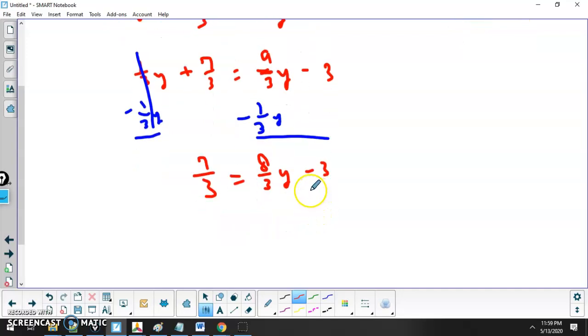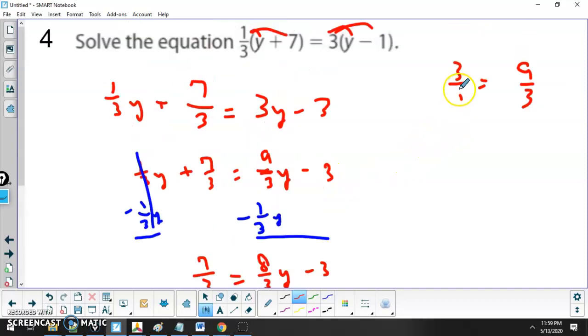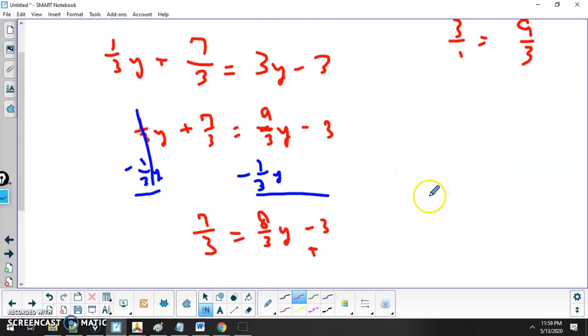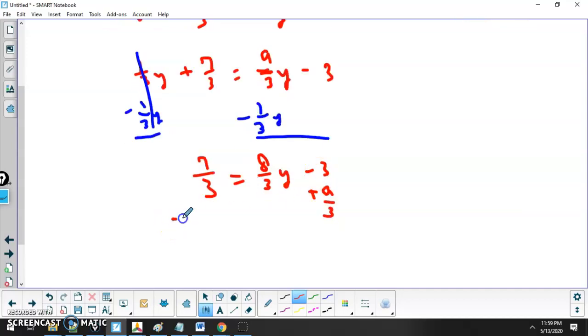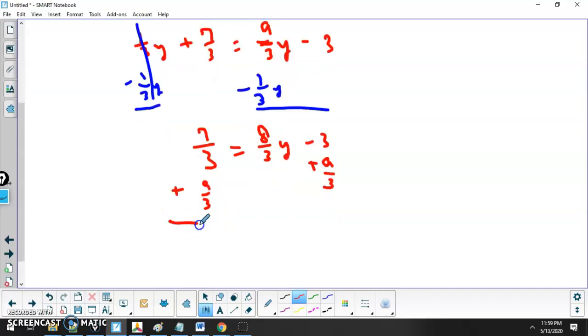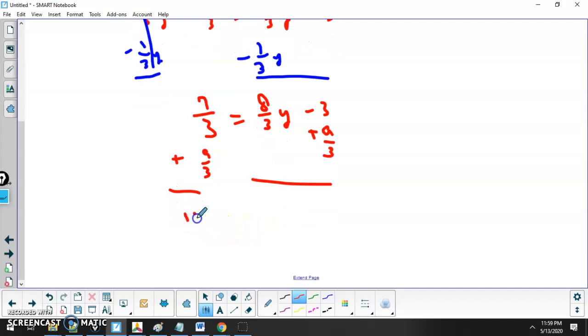All right, so now we need to add 3. But remember, 3 is the same thing as 9/3. So I'm actually going to add 9/3 to both sides, and that will cancel that out. Okay, so I have 9/3 here. All right, so that gives me 16/3 equals 8/3 y.